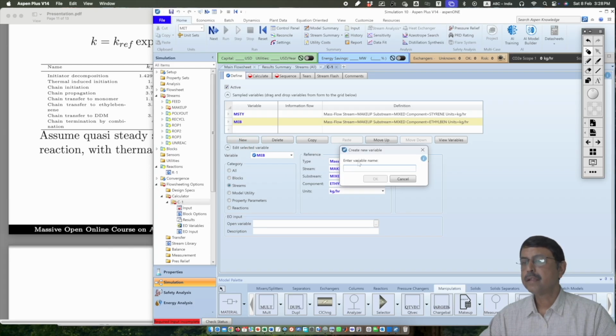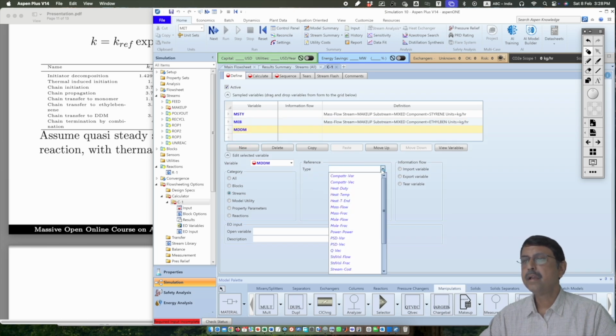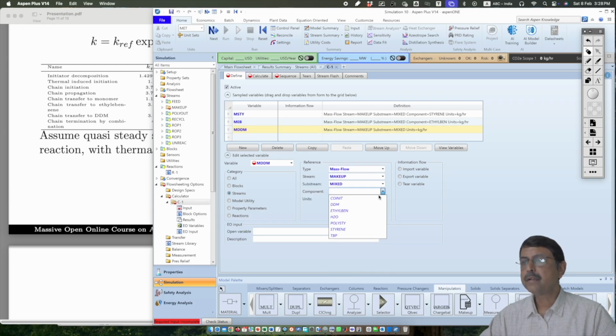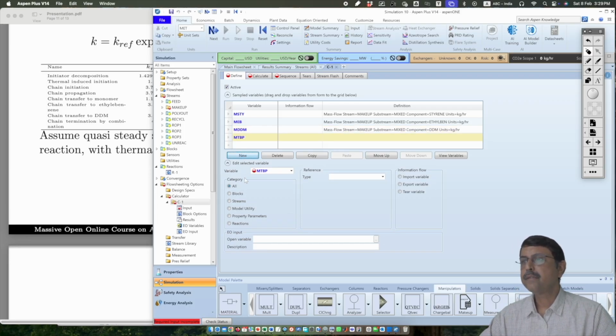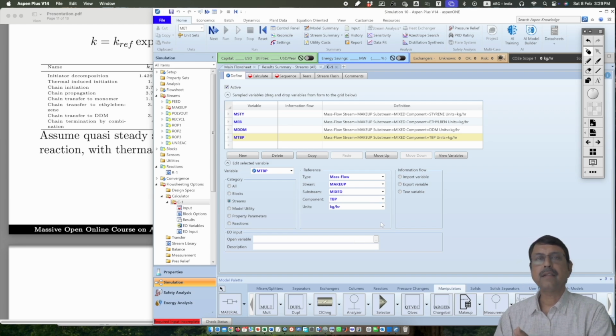Then makeup DDM is a stream mass flow of stream makeup component DDM. And then makeup TBP, which is equal to a mass flow of stream component TBP. Right? So whatever the styrene, ethyl benzene, DDM and TBP that is going through the polymer outlet stream, we will make up through this makeup stream.